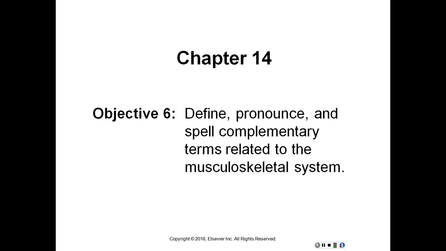Orthopedics, branch of medicine dealing with the study and treatment of diseases and abnormalities of the musculoskeletal system. Orthopedist, physician who specializes in the study and treatment of diseases and abnormalities of the musculoskeletal system. Orthotics, making and fitting of orthopedic appliances such as arch supports used to support, align, prevent, or correct deformities. Orthotist, person who specializes in orthotics.